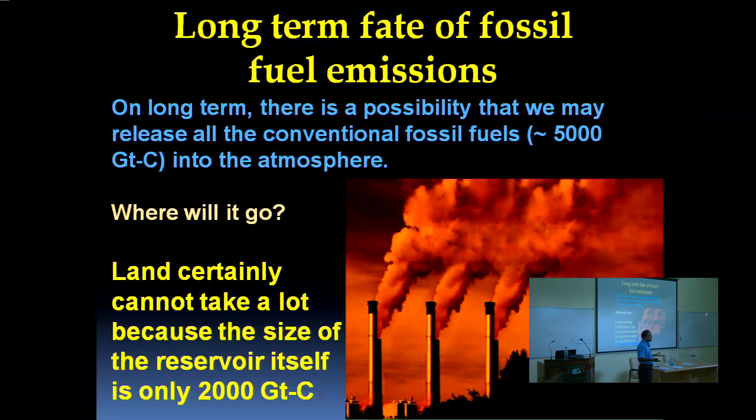So even if you increase it by 10% or 20%, by whatever means we do, that will still amount to taking up only 1/10 of the emission, right? Of 5,000 gigaton of carbon, if you increase the land capacity by 20%, it will give you about 400 gigaton of carbon. So that's less than 1/10 of that. So where will it go? If you put too much CO2 into the atmosphere, where will it go?